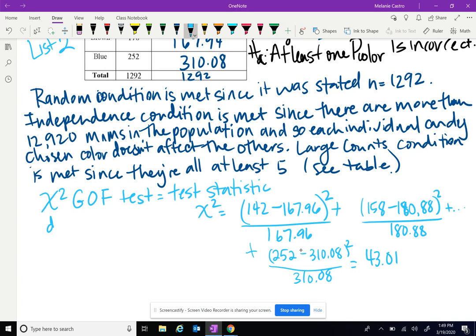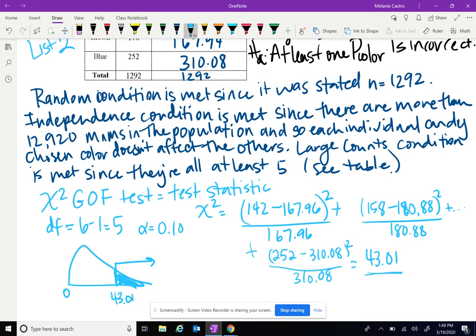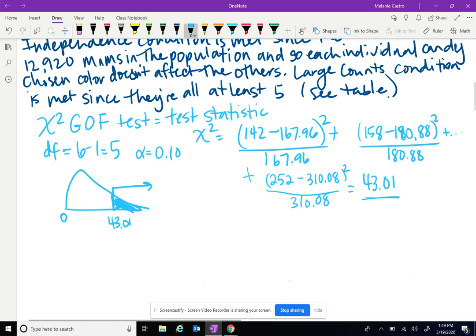We want to put our degrees of freedom on here. There were 6 colors, so our degrees of freedom should be 5. Also, our alpha or significance level for this problem was 10%. So if we are looking at our chi-squared distributions, remember they're always skewed right. And so when we're saying we landed here at 43, that's quite a bit of ways away from 0. How much area is in that tail? How probable is it to see something this extreme or higher if our null hypothesis is true?